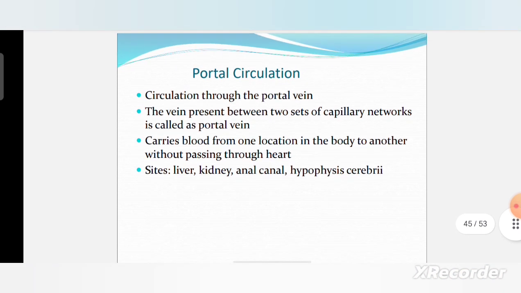Next is portal circulation, that is circulation through the portal vein. The vein present between two sets of capillary networks is called portal vein, and it carries blood from one location in the body to another without passing through the heart. Its sites are liver, kidney, anal canal, hypophysis cerebri.